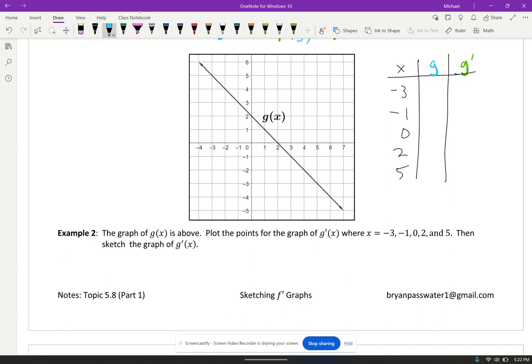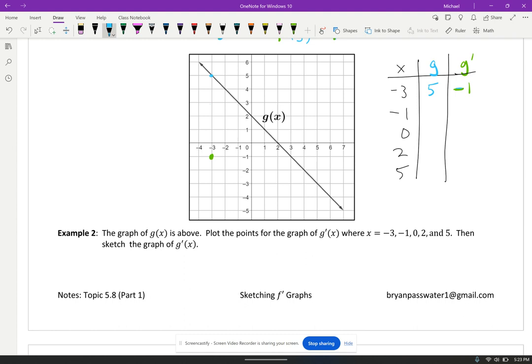So when x equals negative 3, this is the point. The y coordinate, the function value, g of negative 3 is 5. But now g prime is asking for the slope. What is the slope at this point? If you follow rise over run, this would be 1 down, 1 over, 1 down, 1 over, 1 down, 1 over. So my slope is negative 1. And so we're going to plot that point. At negative 3, I'm going to plot negative 1. This value represents the slope at the blue point. And then we're going to go on.